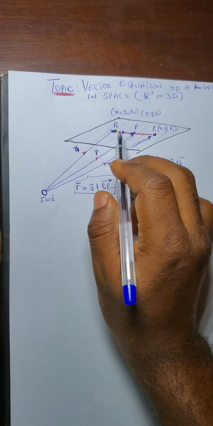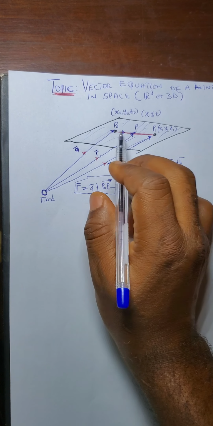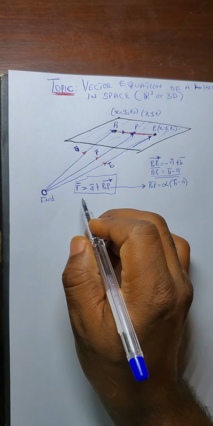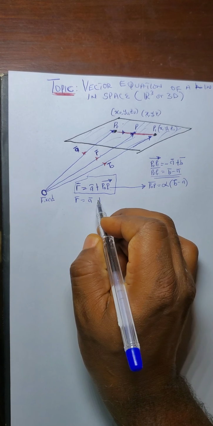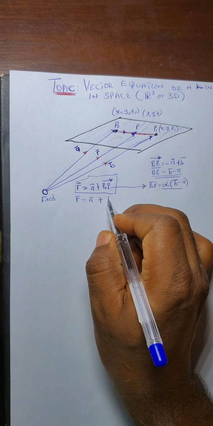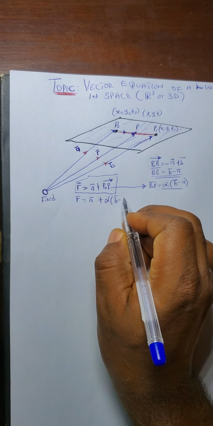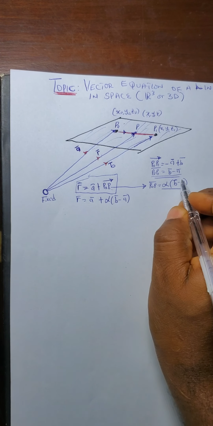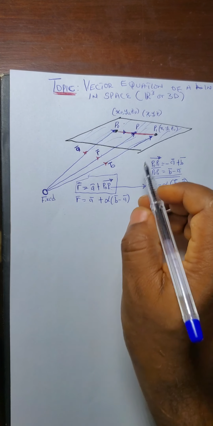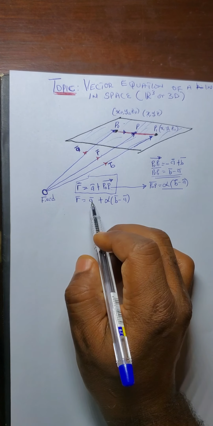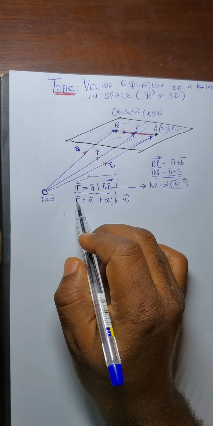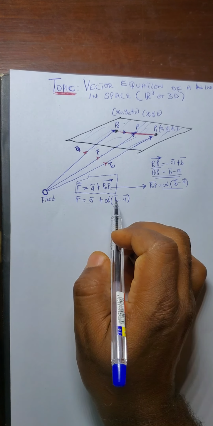That means from here to here, I've now gotten the expression for P naught P. So I'm going to have R now is equal to A plus, I'll put this one here now, alpha times B minus A bar. Now, each of these vectors that I have here, I can write each of these position vectors in terms of their components.